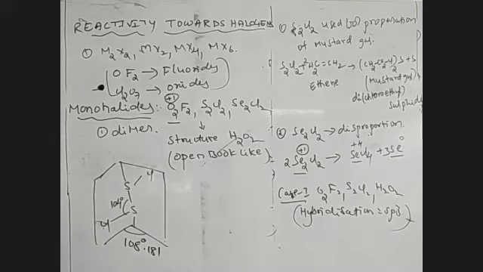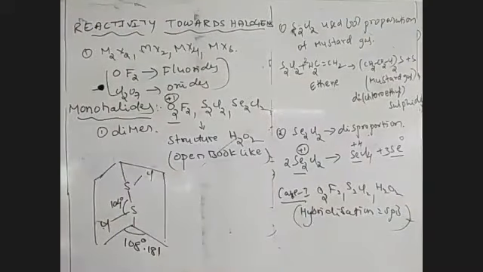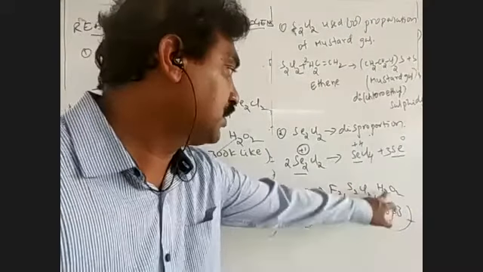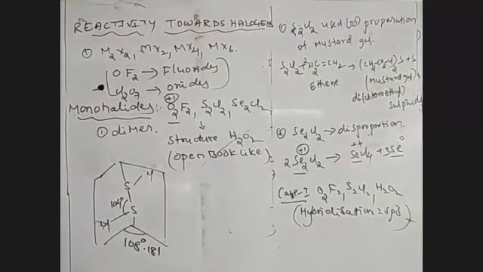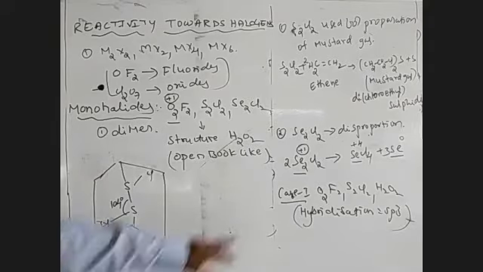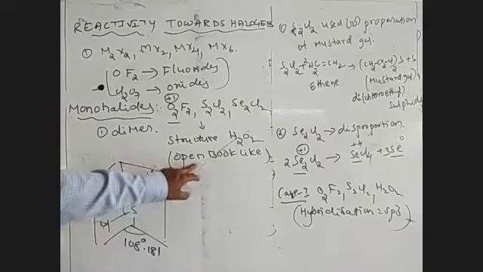In O2F2, the central atom oxygen undergoes sp3 hybridization. In S2Cl2, sulfur undergoes sp3. In H2O2, oxygen also undergoes sp3 hybridization. The structures of O2F2, S2Cl2 and H2O2 are similar. The compounds are present in an open book-like structure, no doubt.